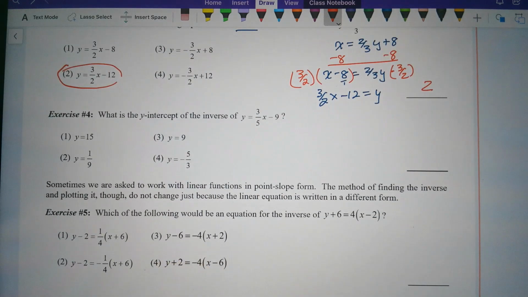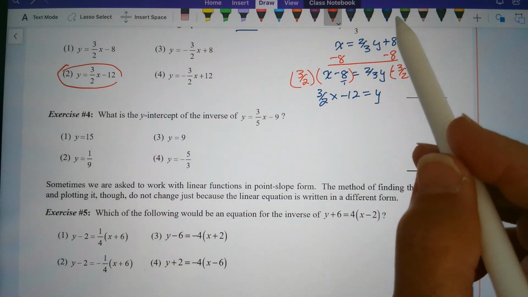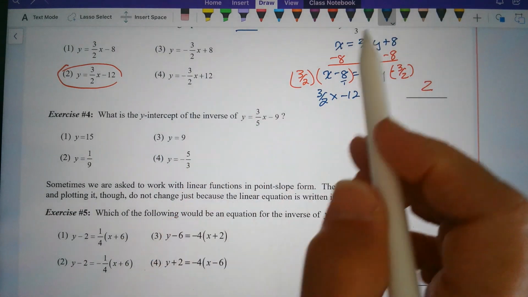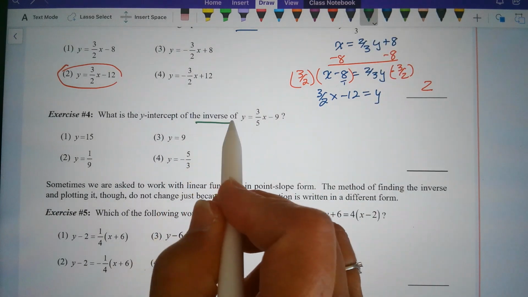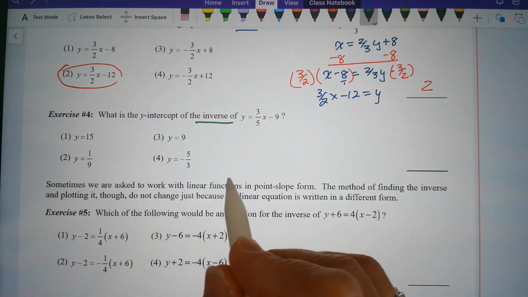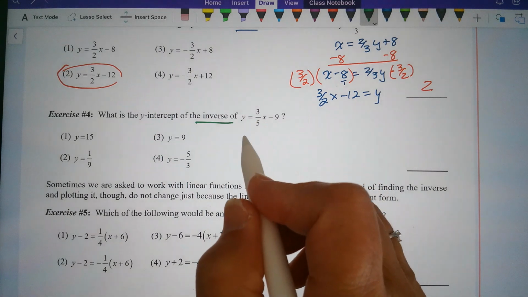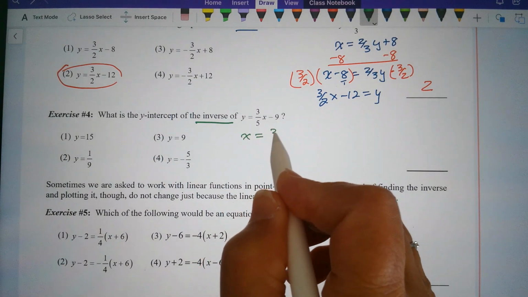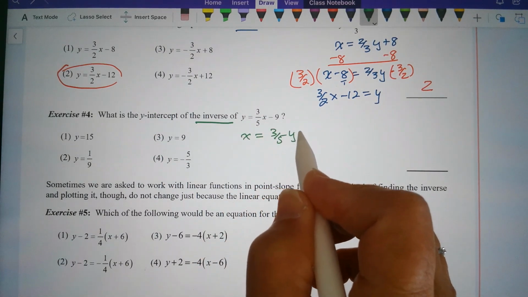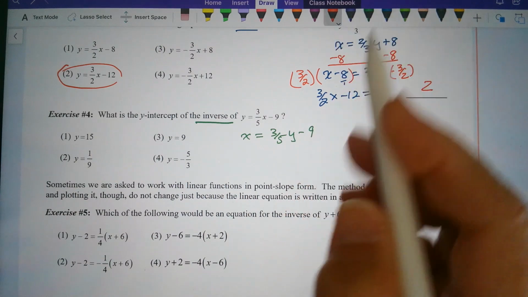Number 4, what is the y-intercept of the inverse of? Okay, so they're asking us for the y-intercept of the inverse of. So we first need to find the inverse. First, let's find the inverse. Switch x and y. X equals 3/5 y minus 9. Solve for y.